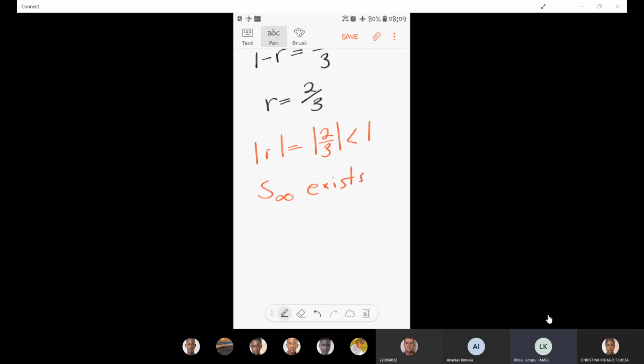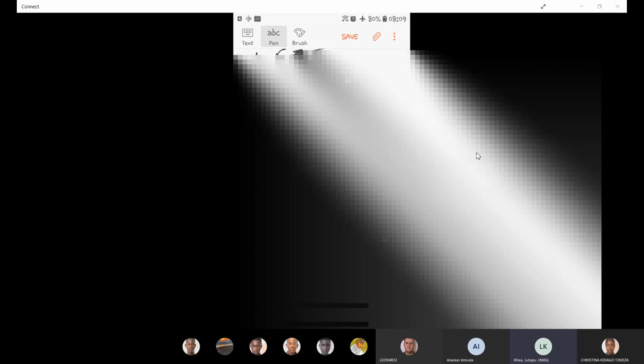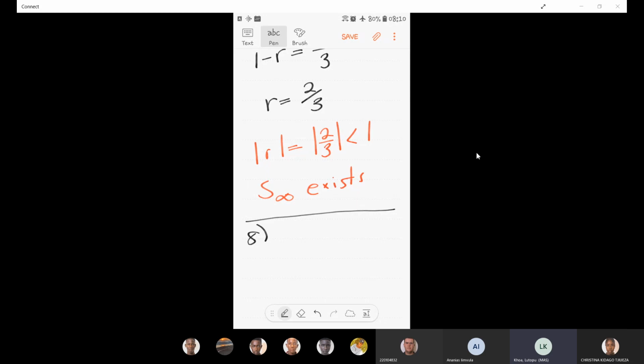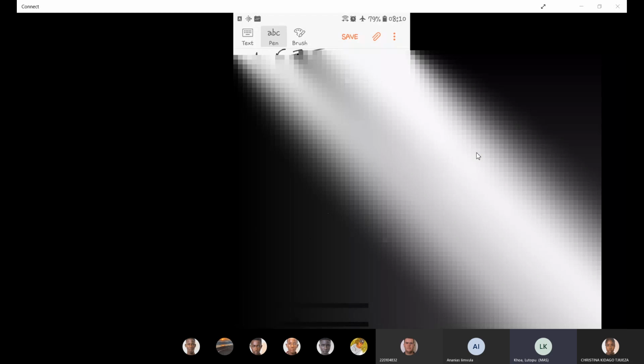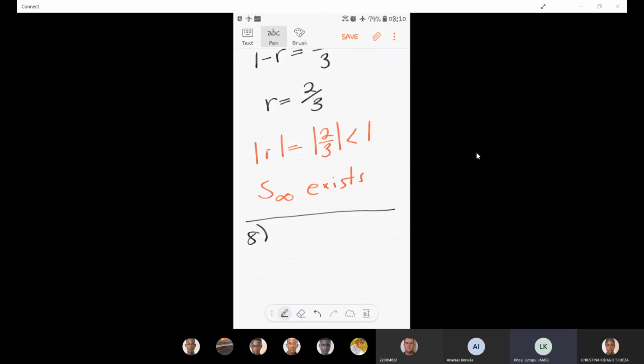Then we have number 8. Number 8, we are told that the sum of the first two terms of a GP is 9 and the sum to infinity of the GP is 25. If the GP has a positive common ratio, already this is a clue telling you that you're probably going to get two values for R, but you must take the positive one, something like that. Find R and the first term.